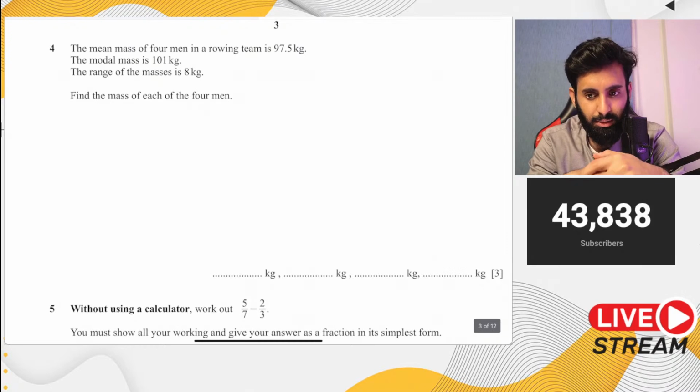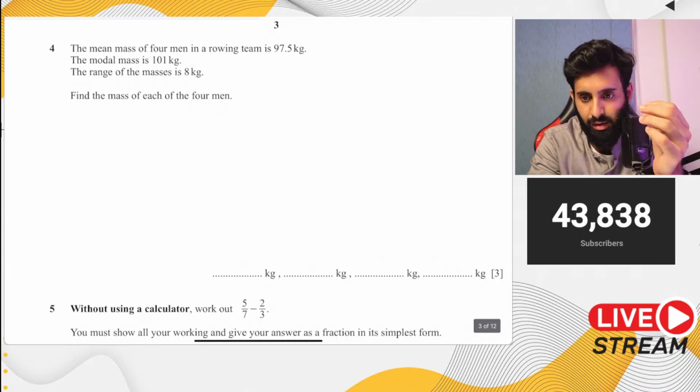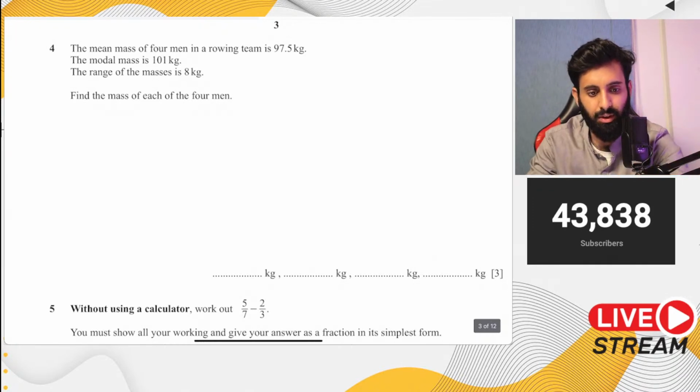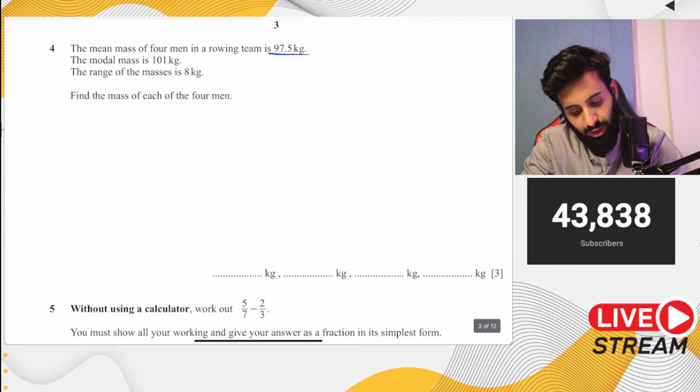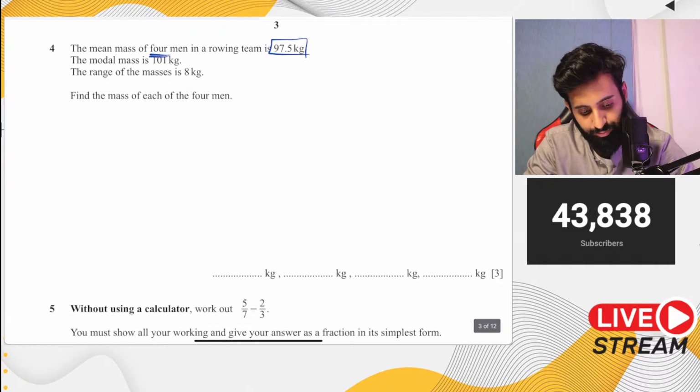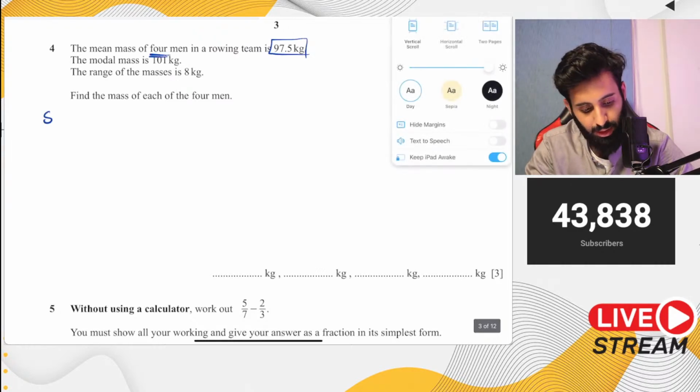Okay, I will do question number 4. Don't worry, I want you guys to first attempt it. 93, 95, 101, 101. Okay, let's see. So it says the mean of 4 men in a rowing team, the mean mass actually, is 97.5. So with the help of this and with the help of 4, we can work out the sum. So mean, as we know, equals sum upon n.